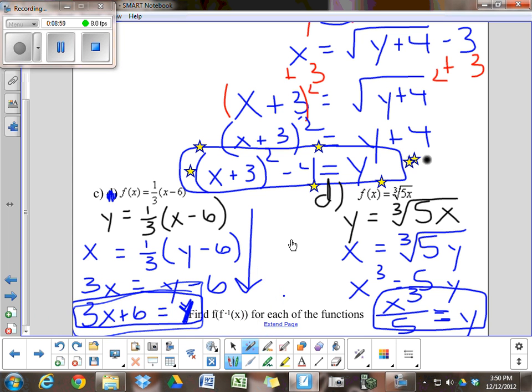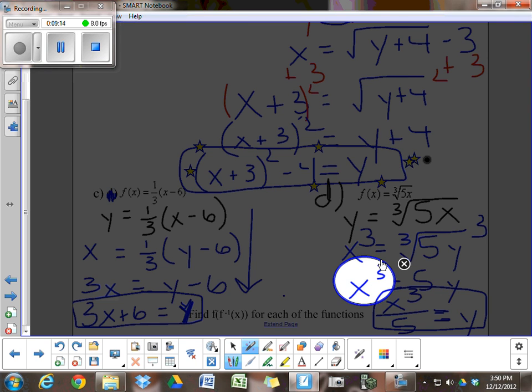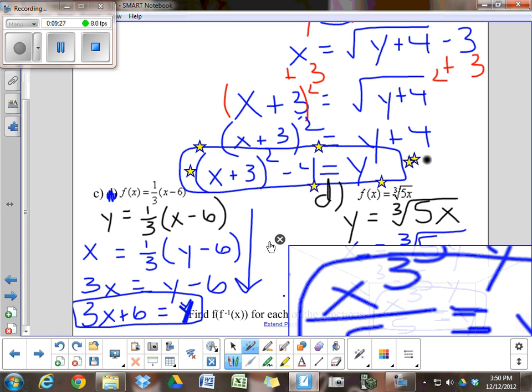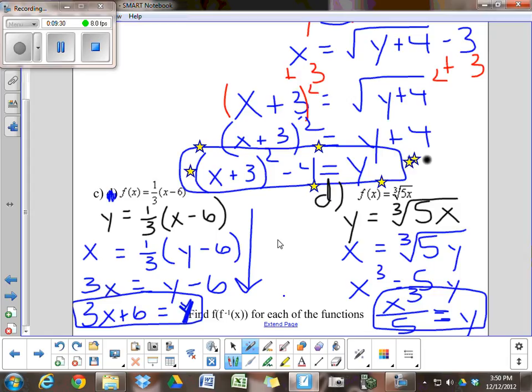In D, I started by switching x and y. So the y and the x trade places. Trying to then isolate the y, we remove the cube root by cubing both sides. That's where this x cubed comes from. Then you have a 5y because the cube cancels the cube root. To get rid of the 5y, you want it to just be y, so you divide both sides by 5. And we have our final answer: x cubed divided by 5.